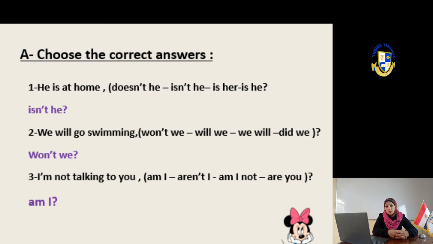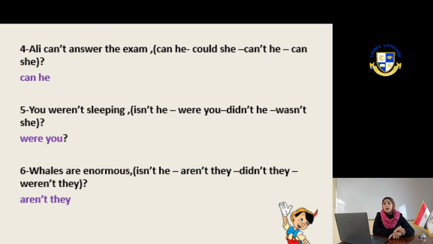Number 3, I'm not talking to you. I am not talking to you. Am I? Aren't I? I am not. Are you? So the correct one will be, yes, correct, am I. But if I say, I am talking to you, it will be aren't I. Next slide. Ali cannot answer the exam. Can he? Could he? Can't he? Can she? So Ali can't, it will be can he.